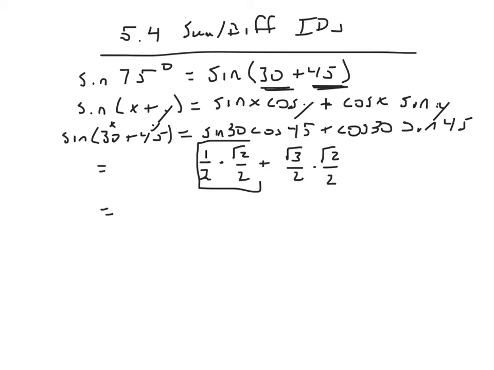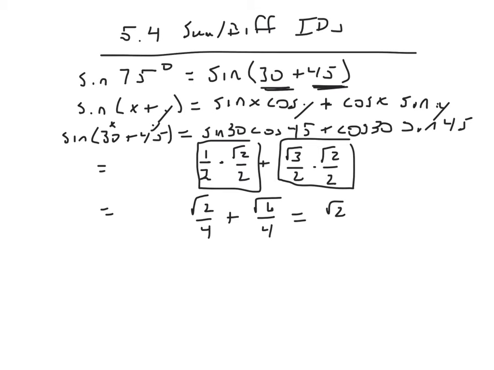Now, these are two fractions that you can multiply straight across together. That gives me radical 2 over 4 plus, these are two fractions you can multiply together. That gives me radical 6 over 4. And if I add those together, that gives me radical 2 plus radical 6 over 4. So that is my answer for this question. Okay, so we just found an exact answer for the sine of 75 degrees.